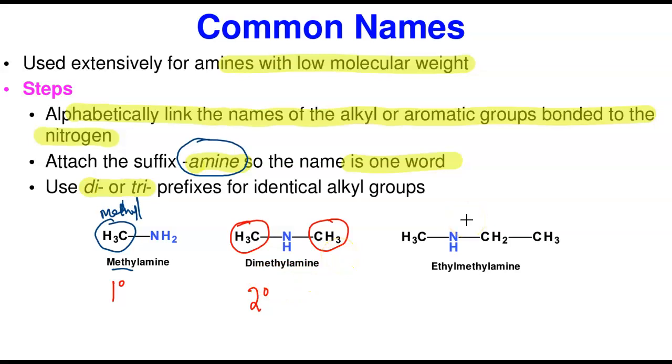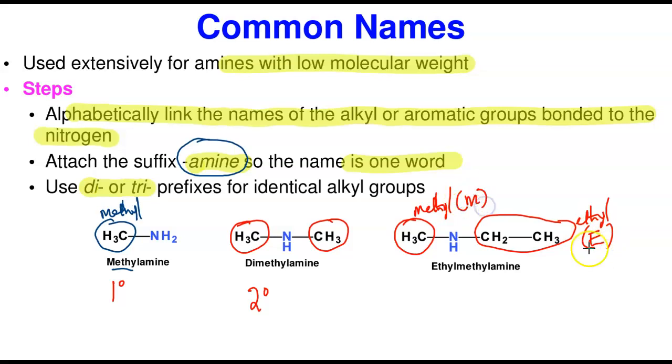Coming to name this one now, this one has two different groups. Remember, in the last one there were two of the same alkyl group. Here, there are two different alkyl groups. This is methyl, and this is ethyl. Attached on both sides, so we use the alphabet to know which comes first. Ethyl is E, methyl is M, so E comes first. We say ethyl, no space, methyl, amine. Ethylmethylamine. That is how you name this.